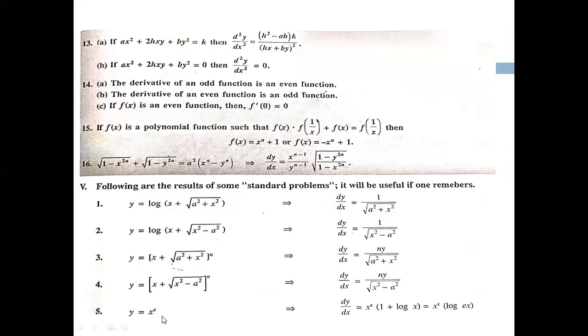Y is equal to x to the power x. If y is equal to x to the power x, dy by dx is x to the power x into 1 plus log x, or also x to the power x log e x, because 1 can be written as log e base e. By property of logarithm, log m plus log n is equal to log of mn, hence x to the power x into log ex is also correct.